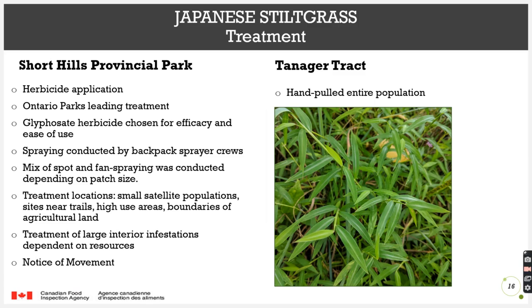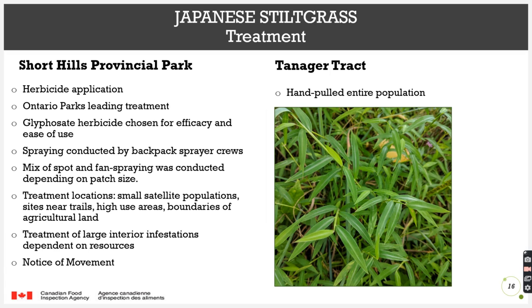Treatment for the Short Hills population in the Niagara region included herbicide application. Herbicide treatment was conducted by Ontario Park staff on foot using backpack sprayers. Glyphosate was used due to its efficacy and ease of use by applicators. Backpack units were chosen in order to navigate through terrain including fallen trees and other natural obstacles, and to minimize the spray of non-target plant species. Areas were either spot sprayed or fan sprayed, depending on the size of the patch.